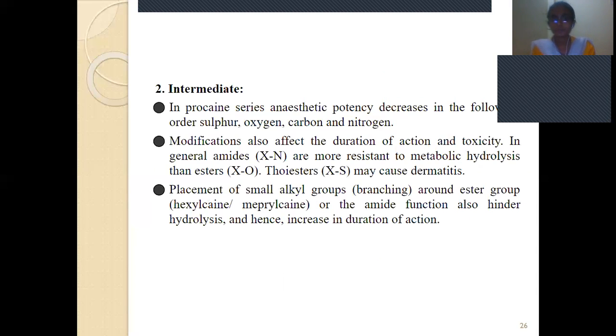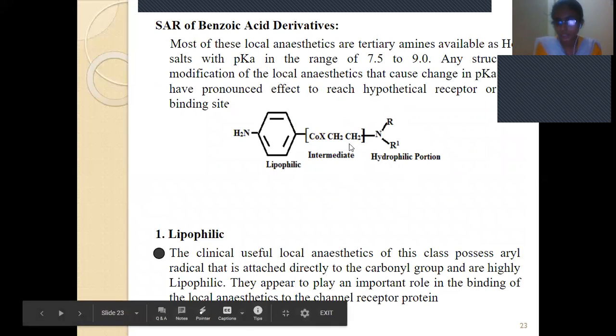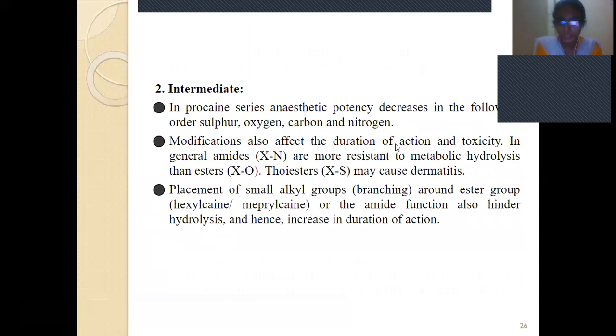Next, the intermediate. In the procaine series, the anesthetic potency decreases in the following order: sulfur, oxygen, carbon, and nitrogen. If any modification occurs, it will affect the duration of action and the toxicity. So, see here, this is the intermediate part. If any changes occur in the intermediate part, it will affect the duration of action and also the toxicity.